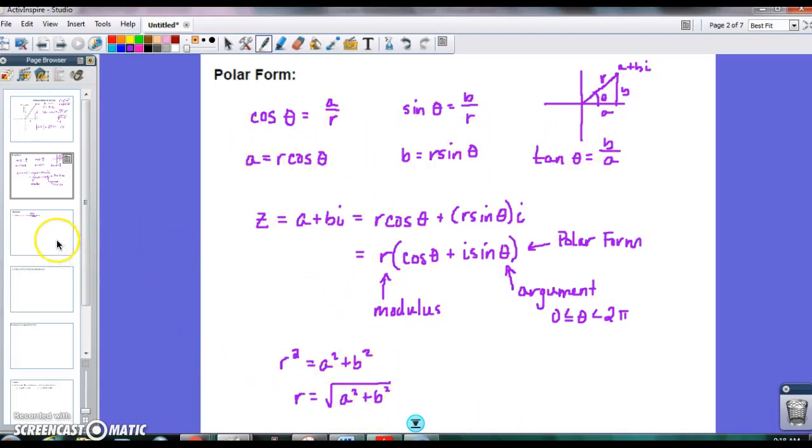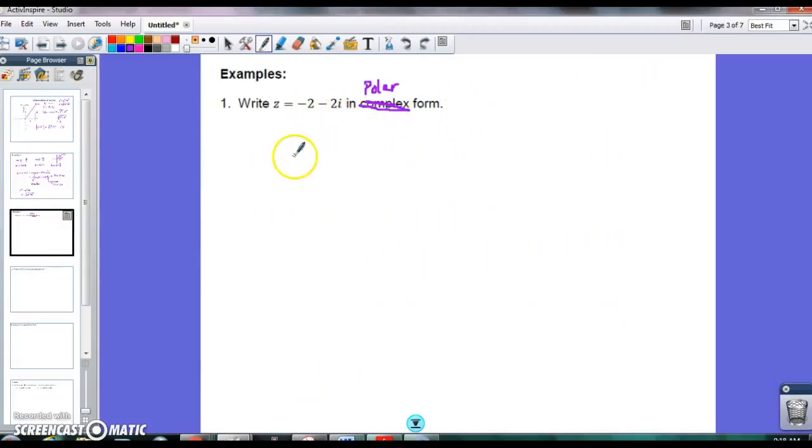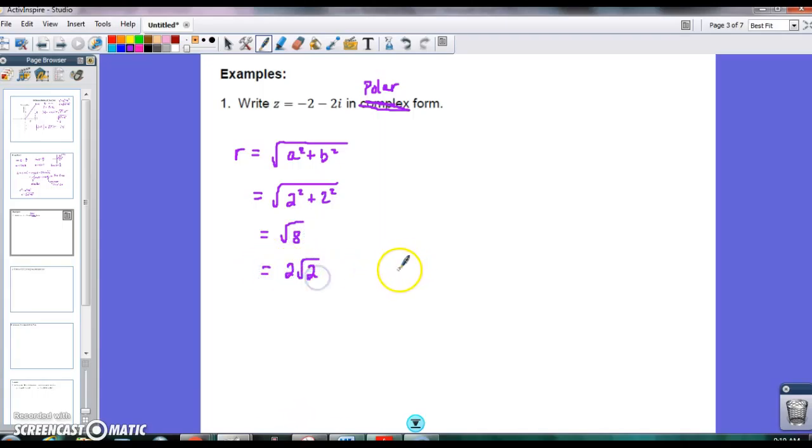Okay, so in this example, I want to convert this into polar form. I need to find r, and I need to find theta. So the first thing I'm going to do is find r. To find r, I'm doing a squared plus b squared. Remember, the negatives don't matter because we're talking about distance. So we've got 2 squared plus 2 squared, which gives me the square root of 8, and when you simplify that, it comes out to be 2 root 2.